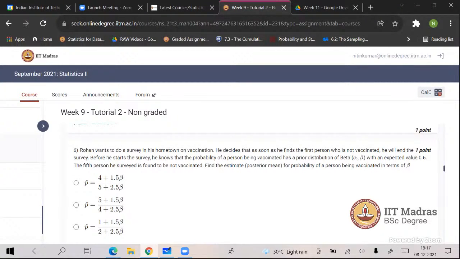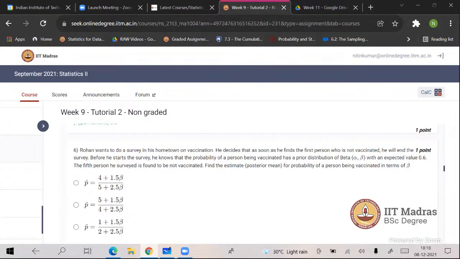So in this question, read the last line. It is saying that the fifth person he surveyed is found not to be vaccinated. Then he will stop the survey, right? He decided that as soon as he finds the first person who is not vaccinated, he will end the survey. And in this sample, he found that the fifth person is not vaccinated, so he will end the survey now. So this is your one sample, and he collected only one sample in this case. If you are collecting a second sample, then you will start the sampling again. Then it will be P to the power 4, 1 minus P, right?